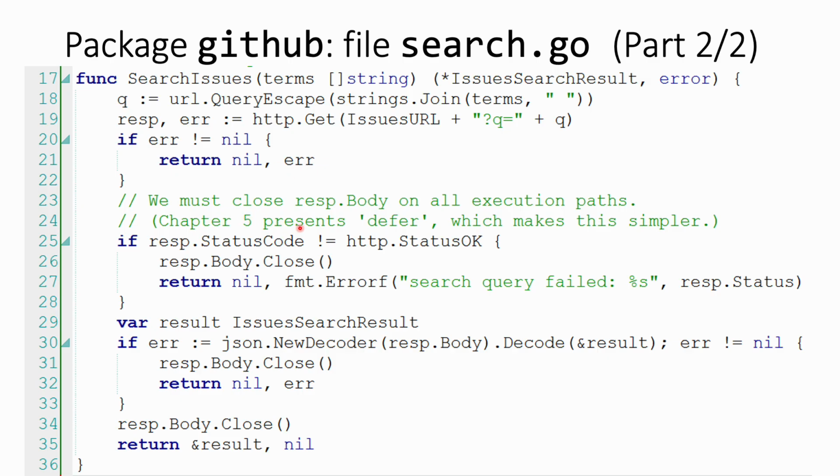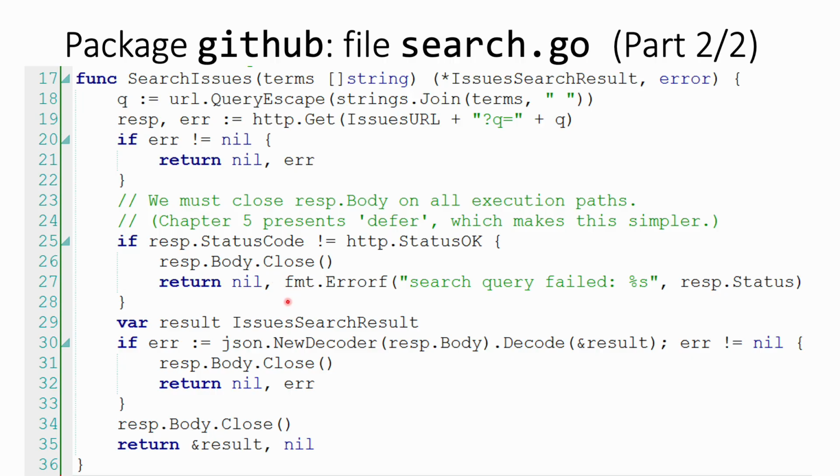If there's no error with http.Get, we check the status of the response that http.Get returns. If the status is not OK, then the function returns a null pointer and an error with the error message saying that the search query failed, and the status. Note that we must also close the body of the response before the function returns in any execution path.